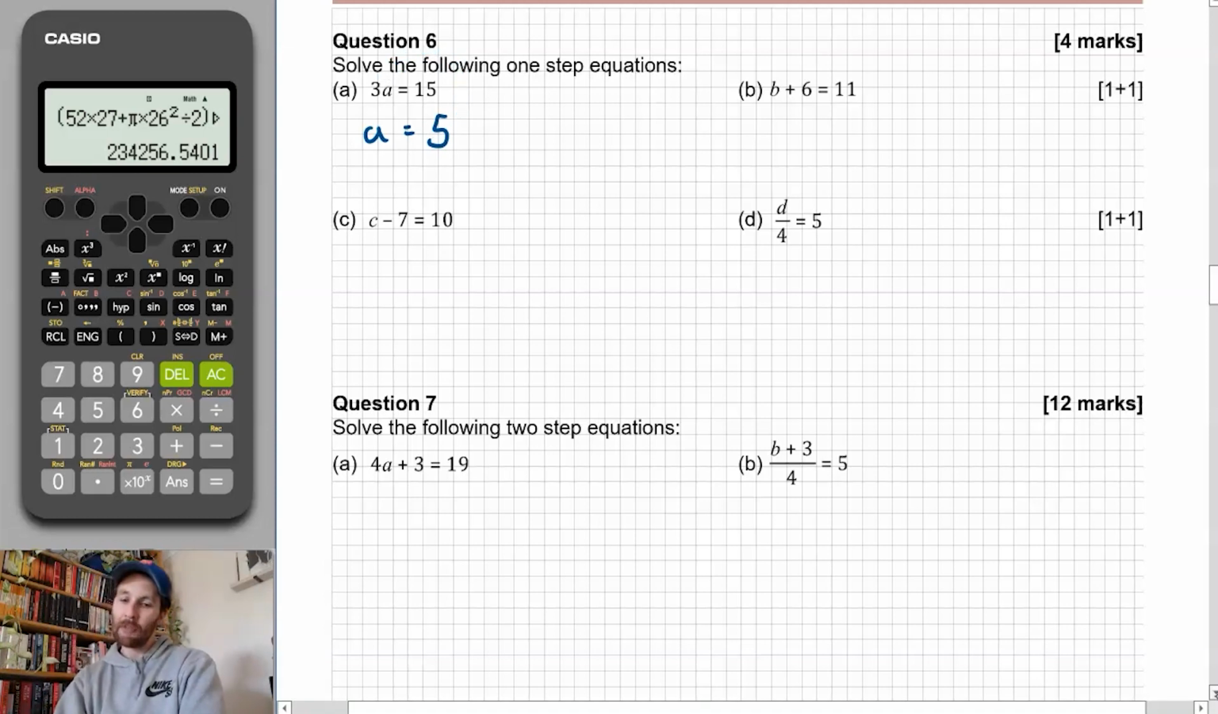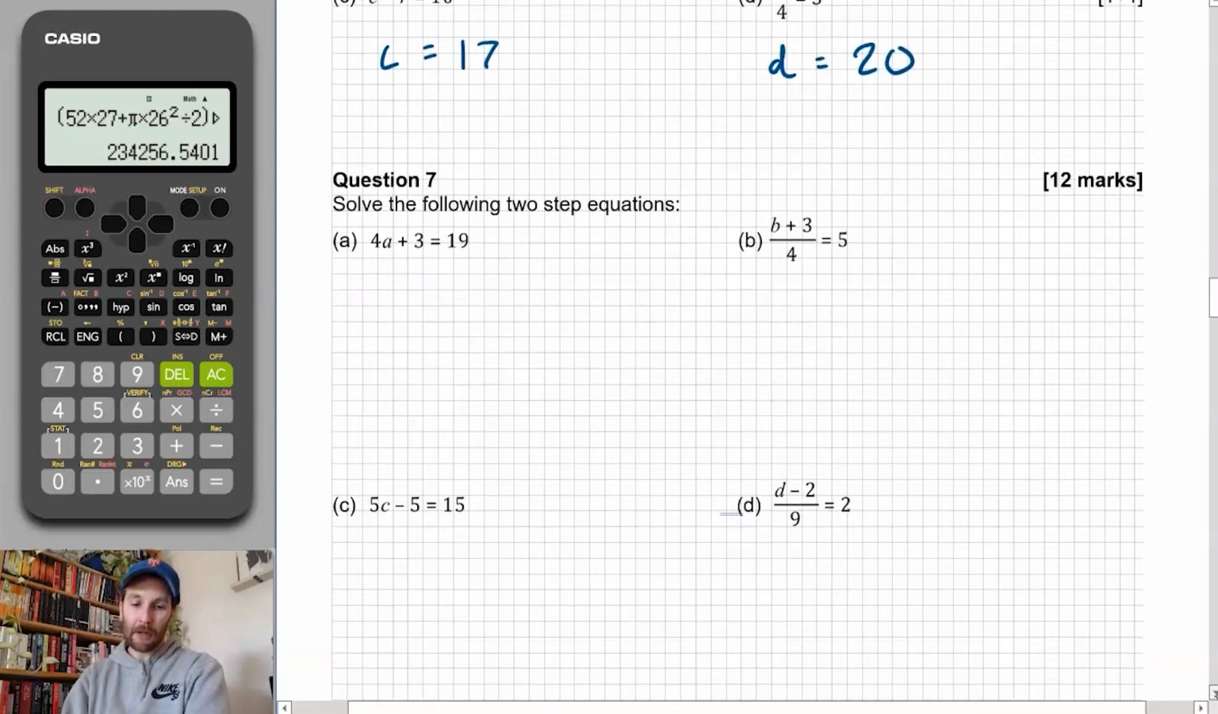Why, yes, it does. Similarly, next question, something plus 6 equals 11. So the something has to be 5. We'll take the 6 away. Next one, something subtract 7 equals 10. The something has to be 17. We get that by adding the 7 back on. And then for D, something divided by 4 is 5. So that something, D, has to be 20. Okay, those are all one-step equations. They should be hopefully pretty cruisy.